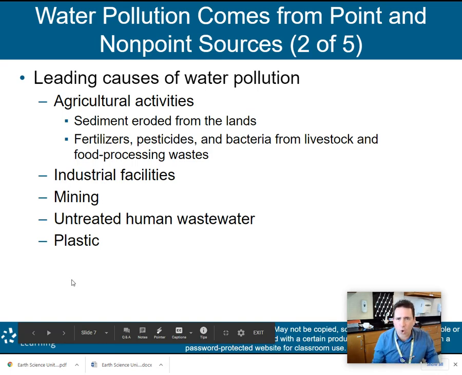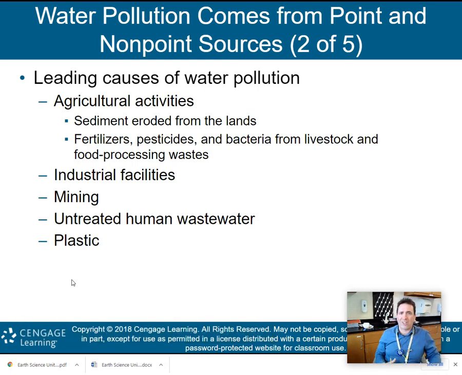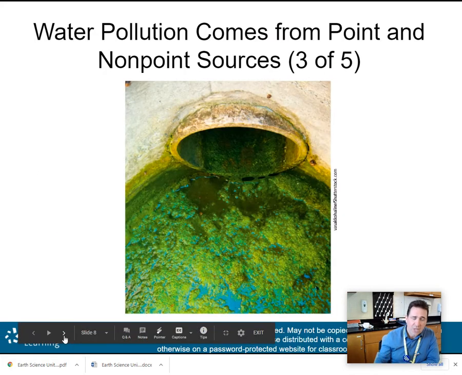So the leading causes of water pollution, again: we spoke about agricultural activities, not only sediment from eroded lands when you plow and things like that, but also fertilizers, pesticides, and bacteria from livestock and food processing waste. Then you have industrial facilities. Obviously, power plants are going to produce water pollution. Mining, we talked about that, untreated human wastewater again, and plastics, because plastics do not decay in water, they just float around. So plastics are another leading cause of water pollution. All right, so here are some pictures.